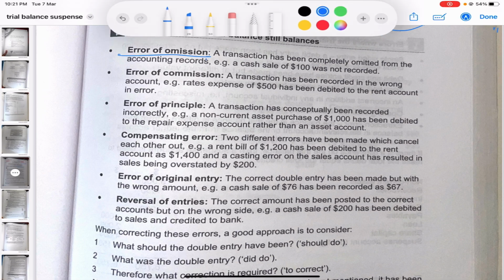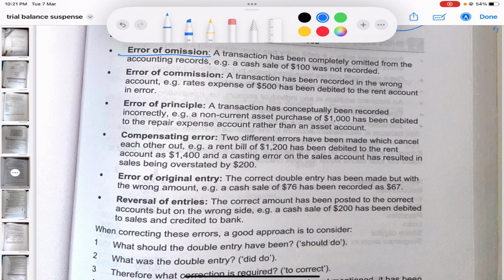So the first kind of error which we are seeing is error of omission. If I have missed a particular transaction with both the accounts, I have missed it altogether, even then my trial balance will match, right? It's not going to make a lot of difference. So that is what is known as error of omission. A transaction has been completely omitted from the accounting records. A cash sale of 100 was not recorded. So neither cash account was debited nor sale account was credited. So if both the things didn't occur, then there will be no discrepancy in my books. You get that?